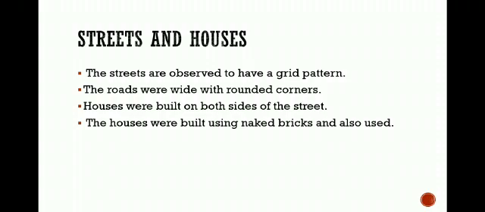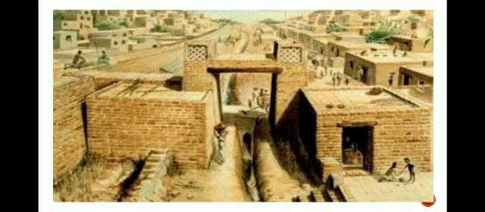The houses were built on both sides of the street. You can also see this in the picture. Most of the houses had many rooms, a courtyard and a well. Each house had toilets and bathrooms also. The houses were built using baked bricks and mortar.